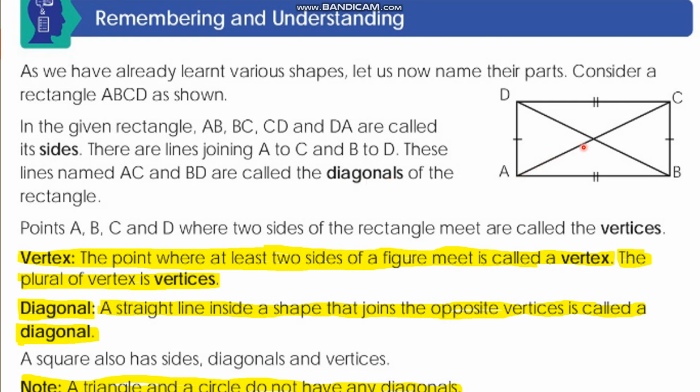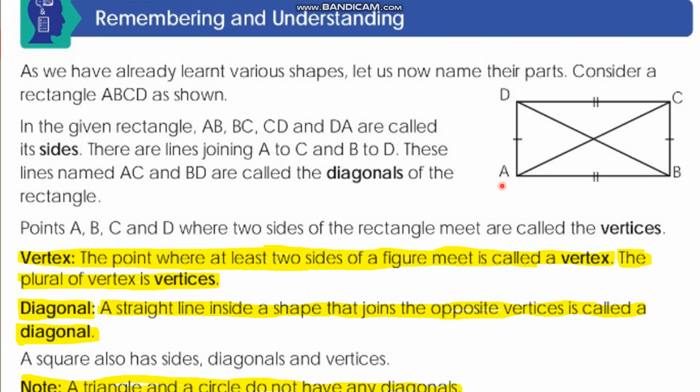Always remember, when we are drawing a line from one corner to the opposite corner, it is the diagonal. Okay, so the names of the diagonals are AC. AC is a diagonal, and BD. Okay, this one you can write as CA and DB. That also is the same.